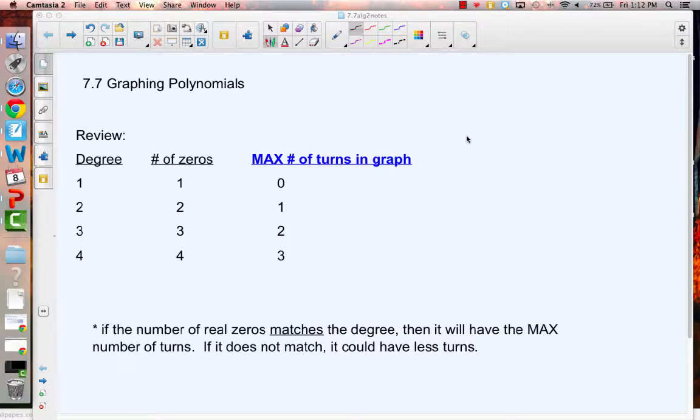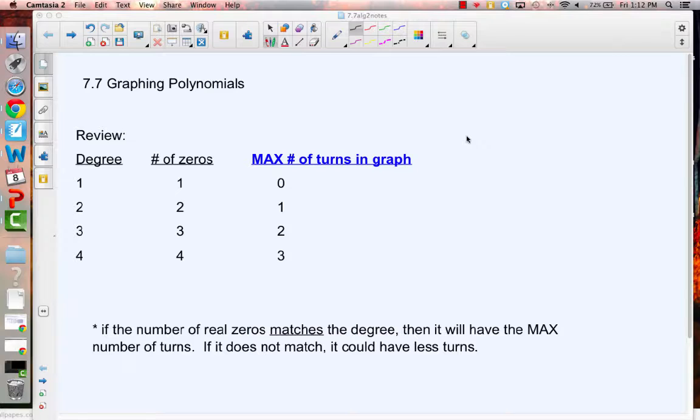Hey everybody, this is our second to last section in Chapter 7 and it's all about graphing polynomials. The one hard thing about this section is that there's a lot of variations, so just do your best to ask as many questions as you need and really spend time focusing on these examples because I'm going to try to hit as many of the types of problems you're going to see as I can.